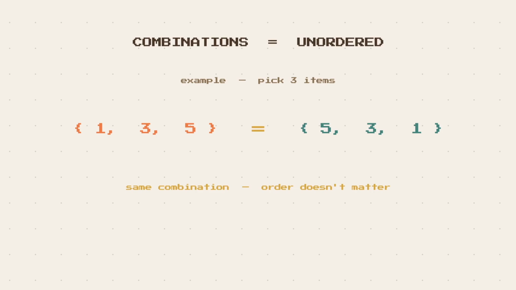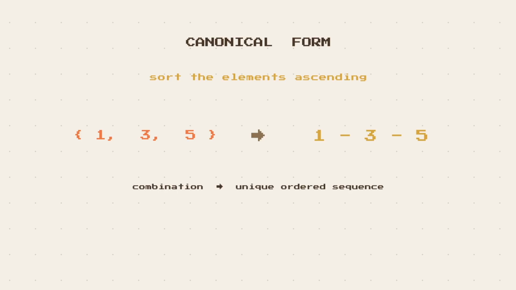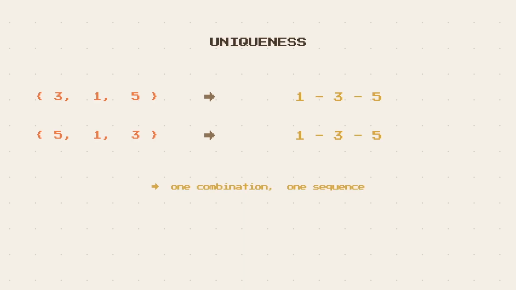Okay. Now let's take a look at the sorted sequence trick, right? For an algorithm to work in lexical order, we need a canonical form, right? So you want to sort the elements in ascending order. The combination 135 becomes the sequence 135. So this combination is a unique ordered sequence. Now, every combination has a unique sorted sequence. So 315 becomes 135, 513 becomes 135, right? They are the same thing because the order doesn't matter. So one combination means one sequence.